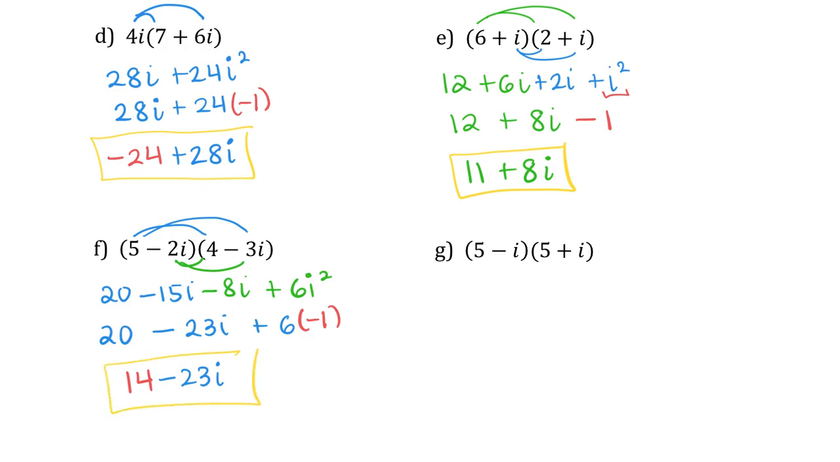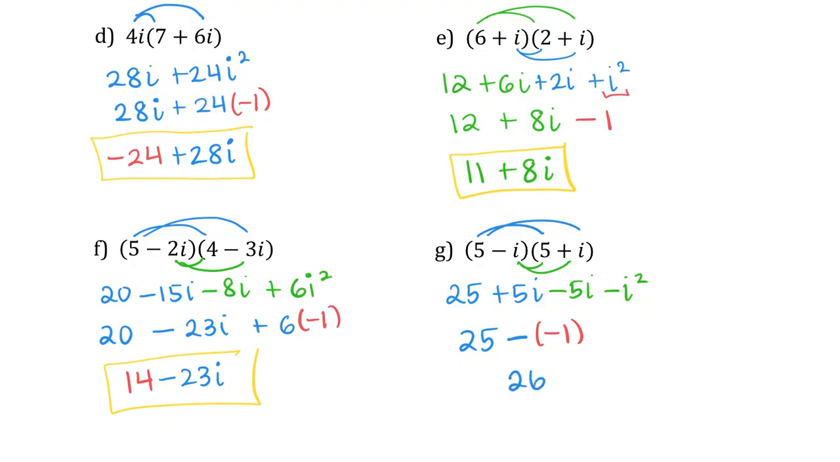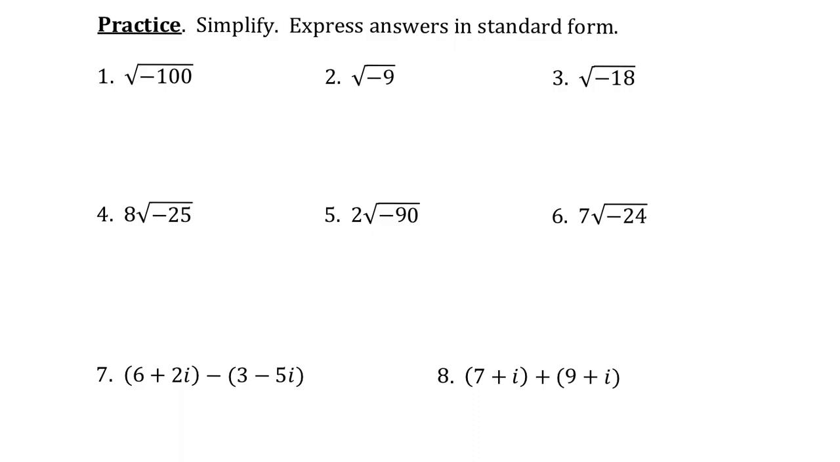Okay, let's do one more, and then you'll practice. 25 plus 5i minus 5i minus i squared. So what do we get? 25. 5i minus 5i cancels. Minus i squared is negative 1. So 25 minus negative 1 is actually 26. This is still complex because the real numbers count, and that's real plus imaginary. There's just no imaginary part. Okay, go ahead and try the practice problems.